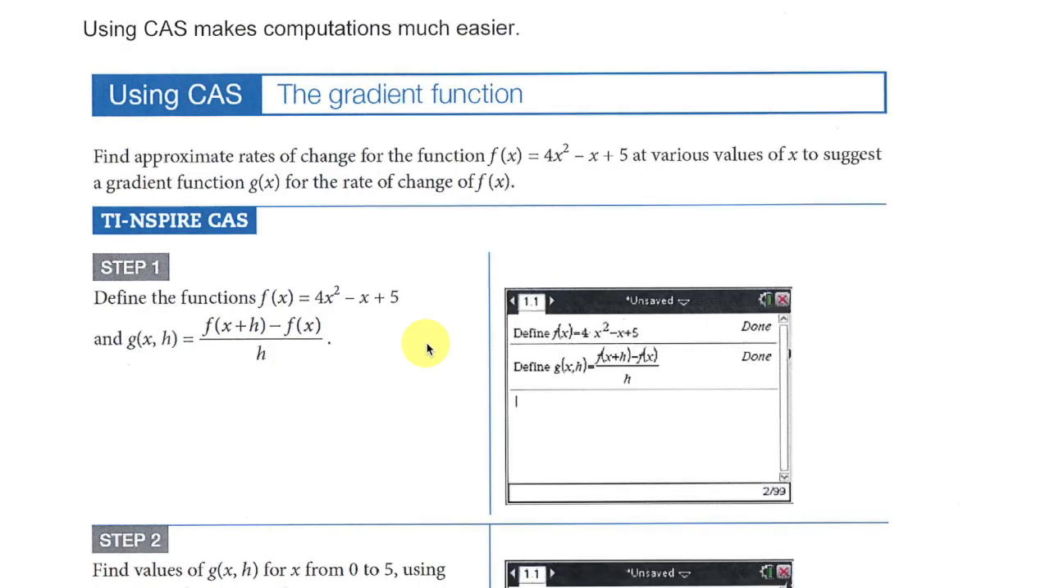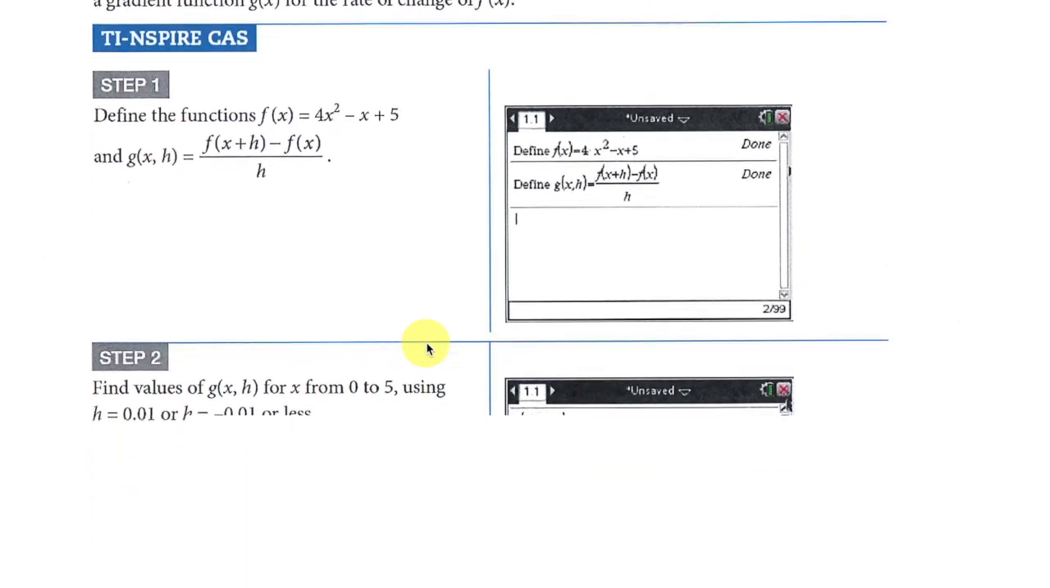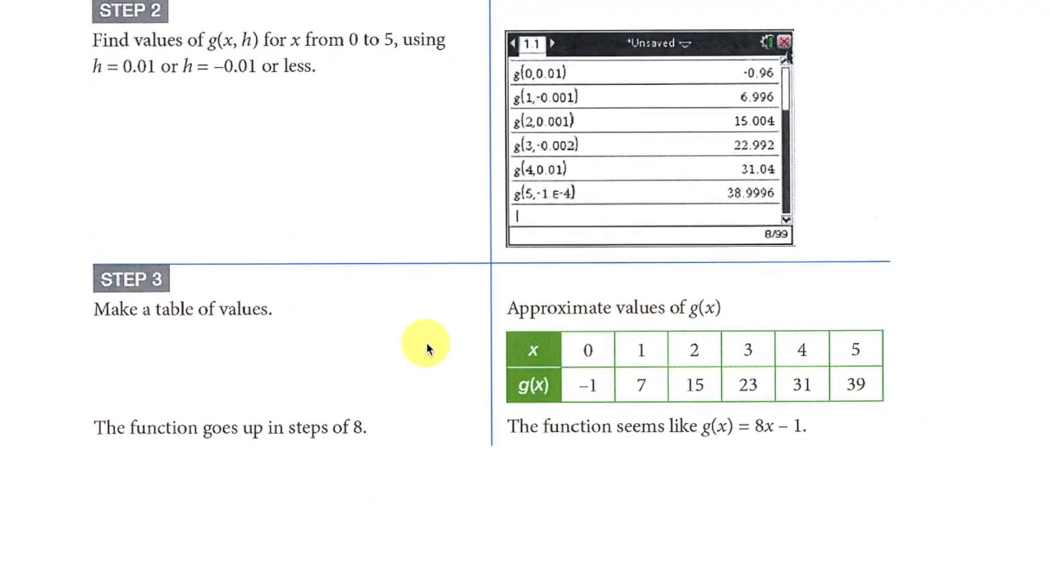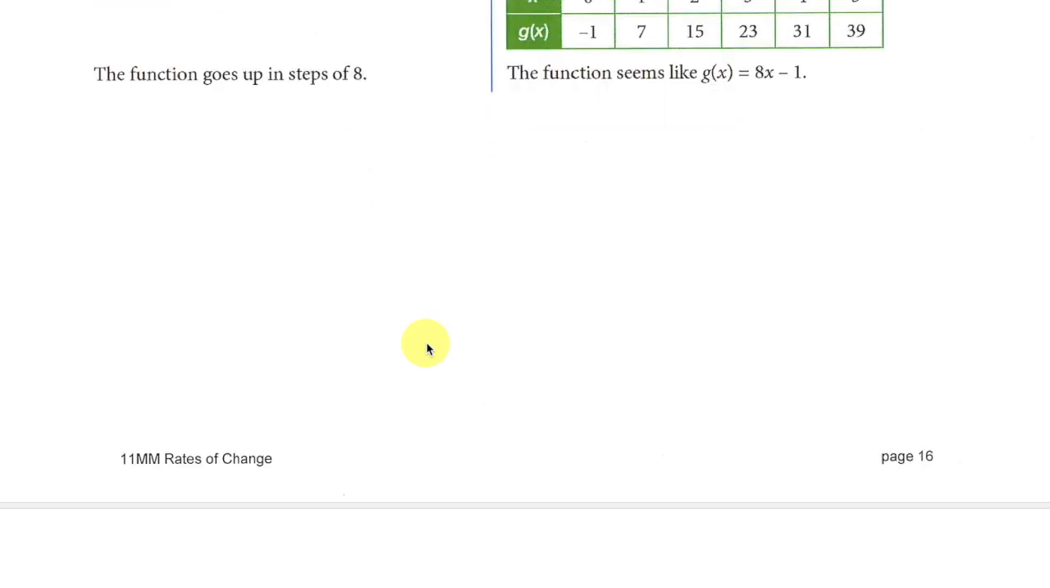Again, we've got some complicated CAS explanations here. I wouldn't touch that at all, guys. It's only going to mess you around. So ignore that, please.